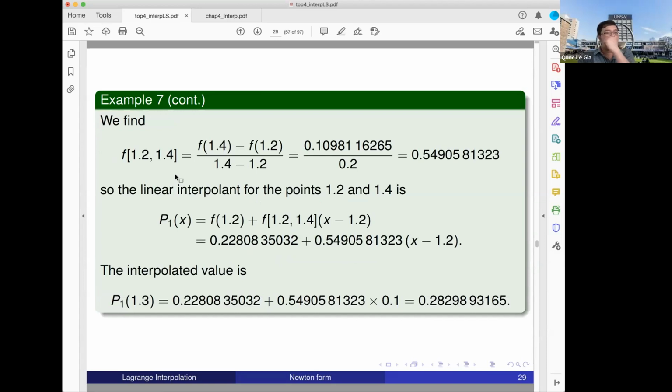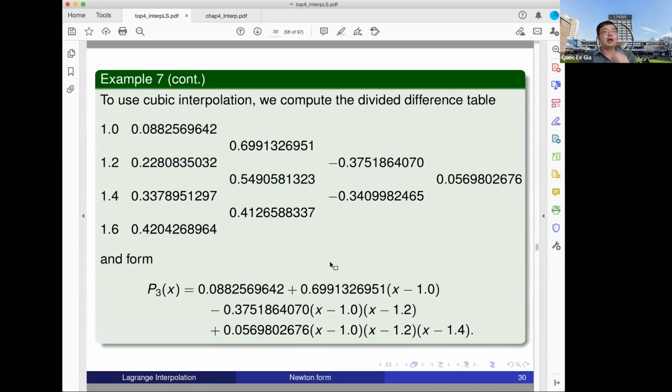Now if you use linear interpolation, it means that you just make a line that goes through 1.2 and 1.4. And then this is the equation of the line. We just skip the calculation. If you plug in the value at 1.3, you get something like this. Now if I want to use a cubic, then I form a divided difference table.